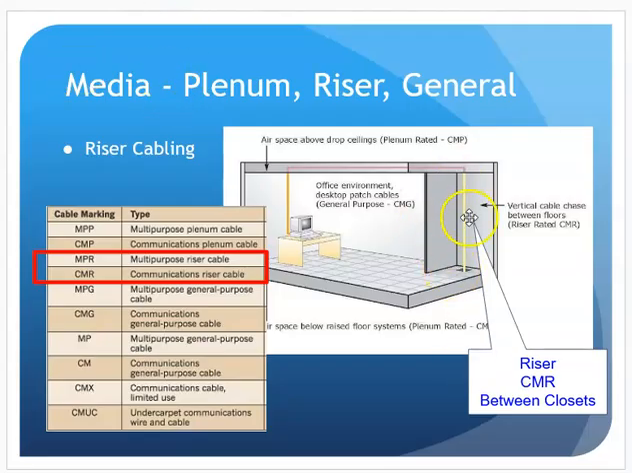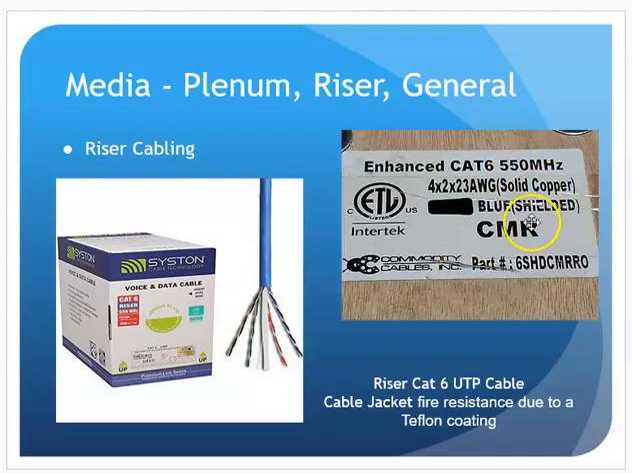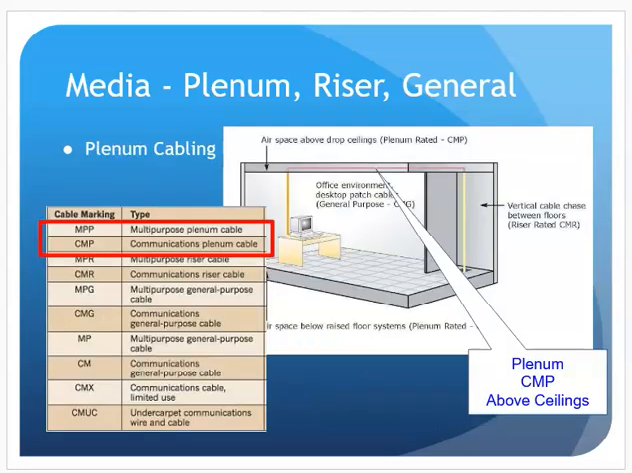If I'm installing cabling between floors, between closet to closet, maybe closet down here to closet up here, I would need riser rated cable. The jacket insulation on that is a different composition of plastic. It will not release near the level of toxic fumes as your general, if you will. And now I have a riser rated cable, CMR, Communication Multipurpose R for riser. That last letter letting you know it's capable of going between floors.